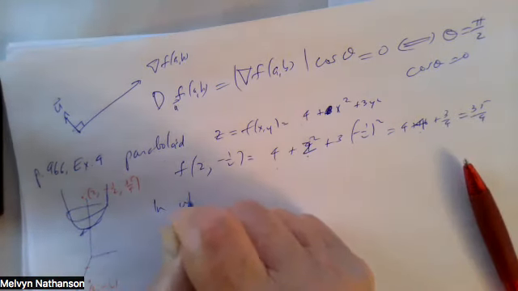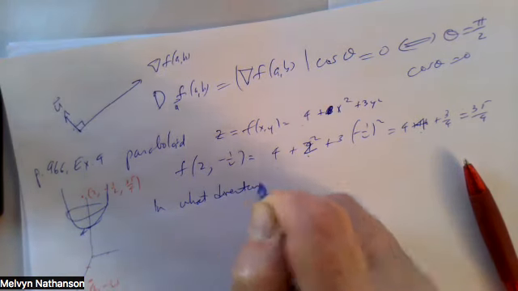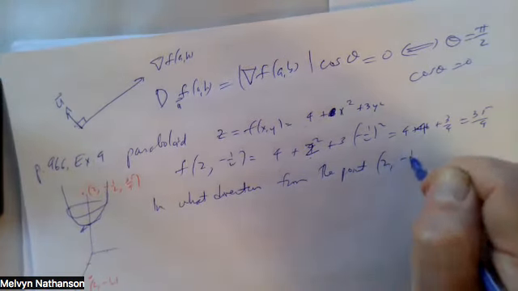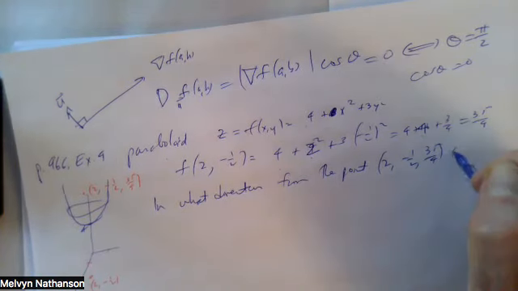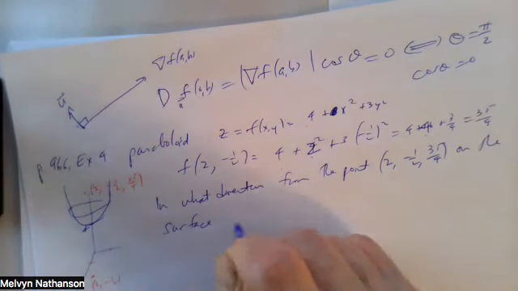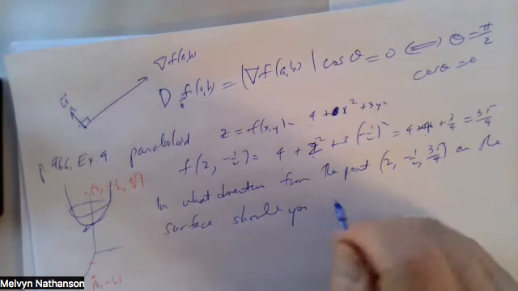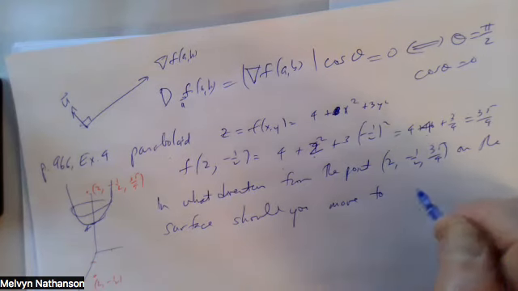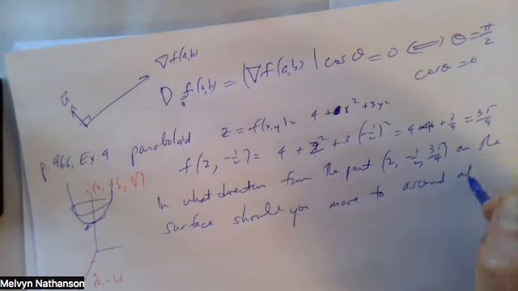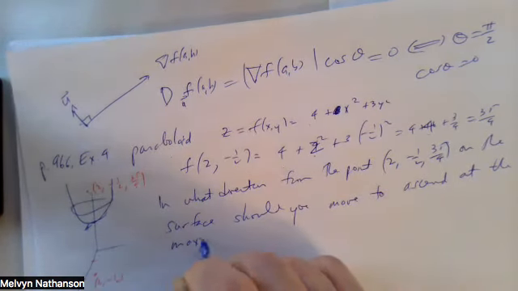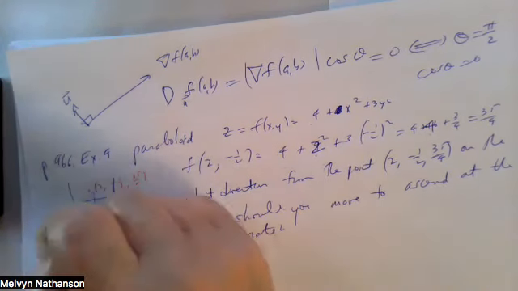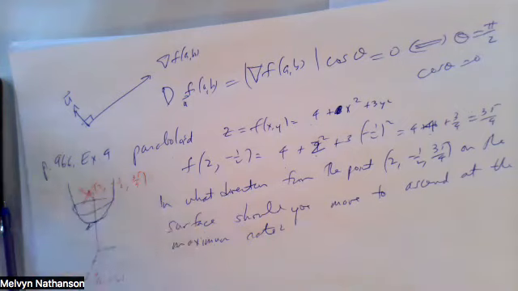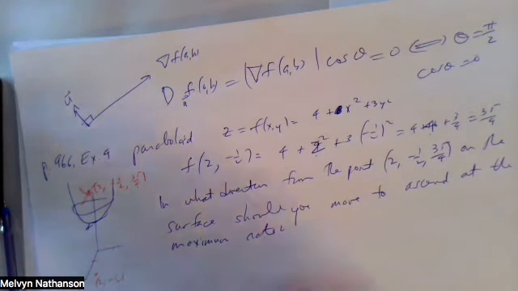So in what direction from the point 2, minus a half, 35 over 4 on the surface should you move to ascend, go up at the maximum rate? So here you are, there's some point on the surface, and you want to move in some direction on this surface in such a way that you're going up at the maximum rate.